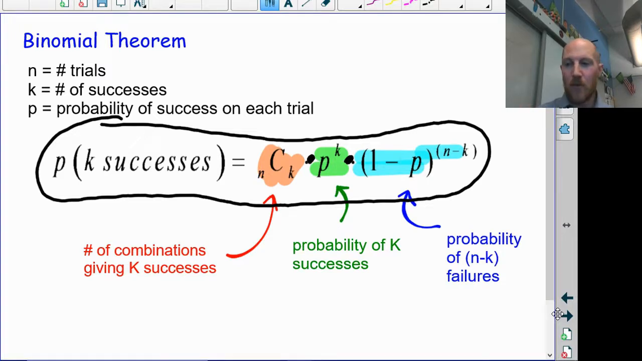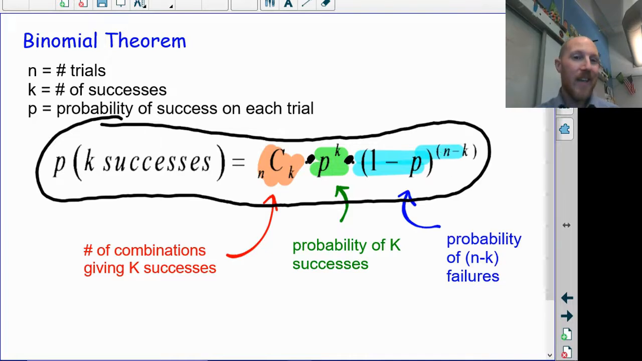N represents the number of trials. And so from the do now, the last part of the do now, we'd have played the dice game. We rolled 72 dice. That would be N, number of trials, how many times you repeat the event. Okay, N shows up twice. Right here, and again over here in the blue section. So there's two different places we're going to use N.